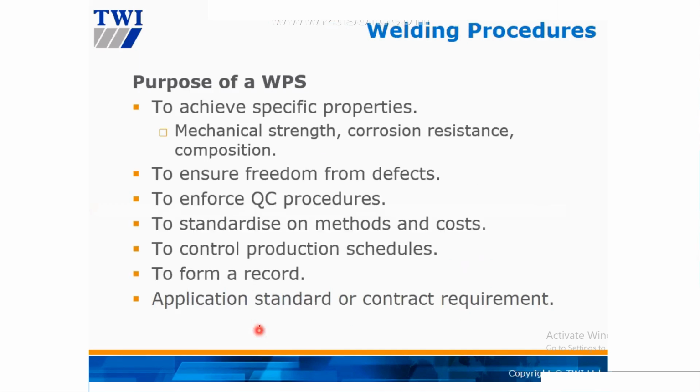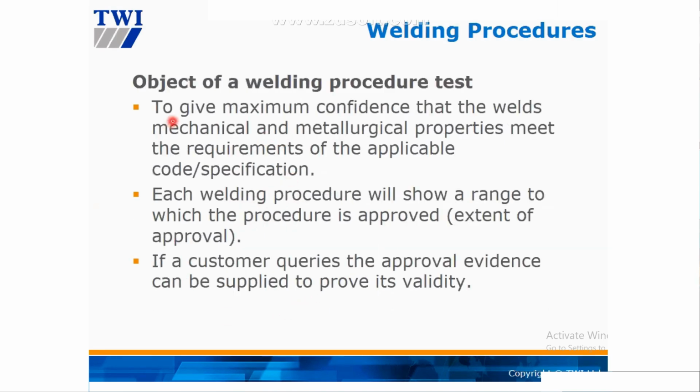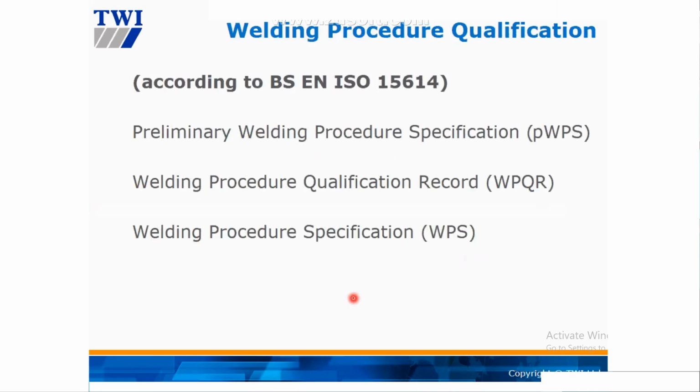Here it is saying the purpose of the WPS is to achieve specific properties in terms of mechanical strength, corrosion, composition, to ensure freedom from defects, enforce QC procedures, standardized method, control production to form a record, application standard or contract requirement. And also to give confidence that the weld mechanical and metallurgical properties meet the requirements of the applicable code or specification. Each welding procedure will show the range to which the procedure is approved. If a customer queries the approval, evidence can be supplied to prove validity.